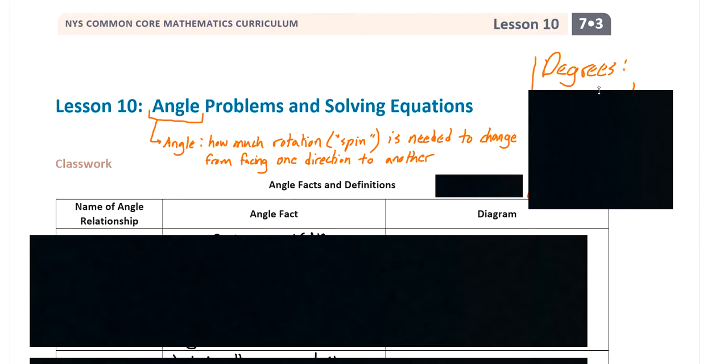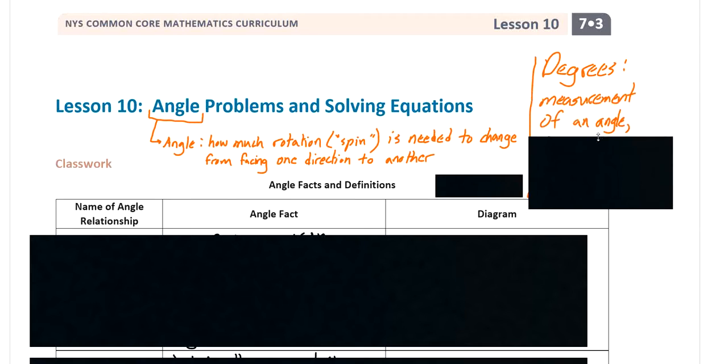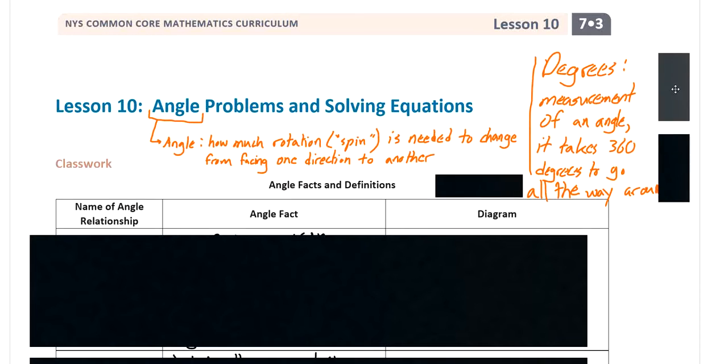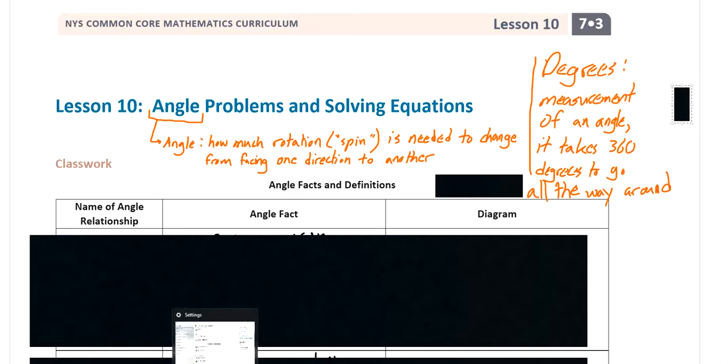The measurement that we use to talk about angles is degrees. So that's the units we use. You may get into some other units in high school, but for now we're going to stick with degrees. Just like we measure length in inches or feet, we measure angles in degrees. It takes 360 degrees to spin all the way around. So we kind of base everything else on that. So it takes 180 to spin halfway around, 90 degrees to spin a quarter, and so on.